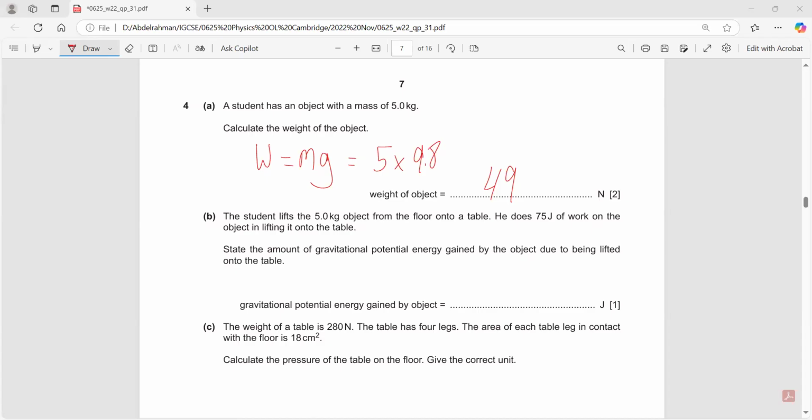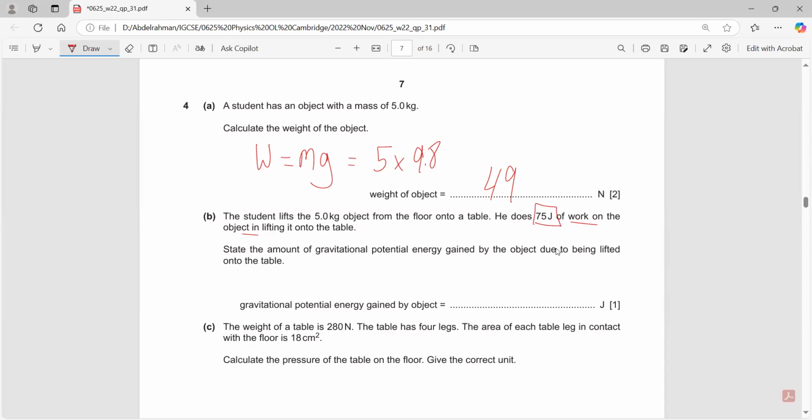How can you solve this question? It's only worth 1 mark. If you think about it, he does 75 joules of work on the object in lifting it onto the table. Work done is one type of energy, one type of useful energy.